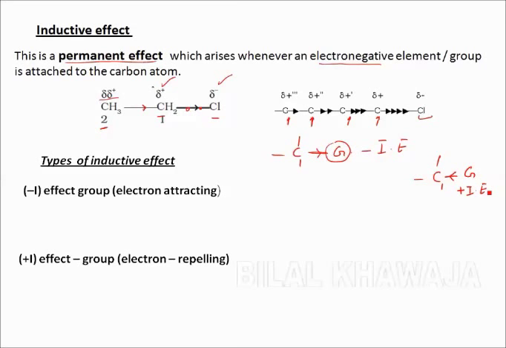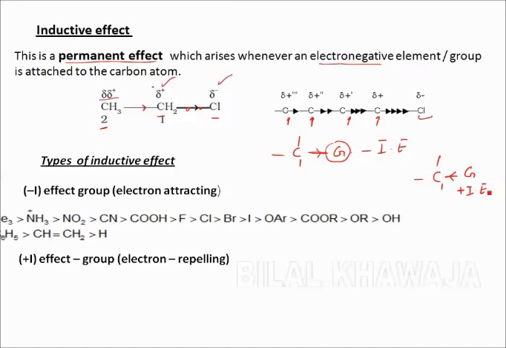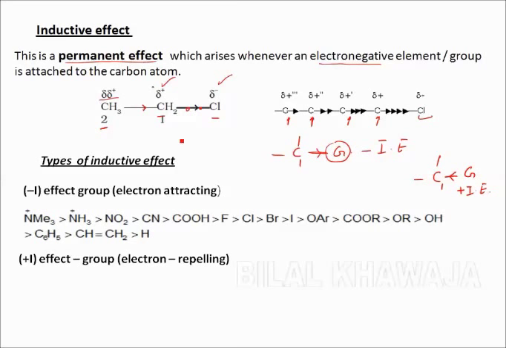What are the groups having a negative inductive effect? Groups like these, very common: nitrogen with three methyl groups, NH3 plus, NO2, cyanide, COH, fluorine, chlorine, bromine, iodine. All these groups have the negative inductive effect. But you can see the decreasing order also. The least one is the hydrogen.